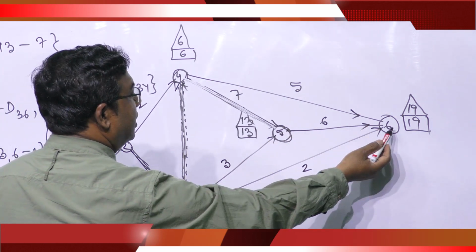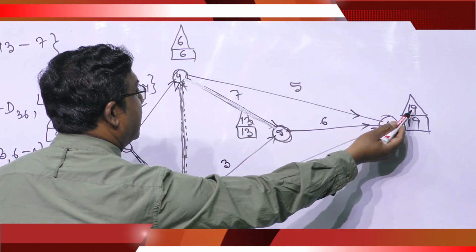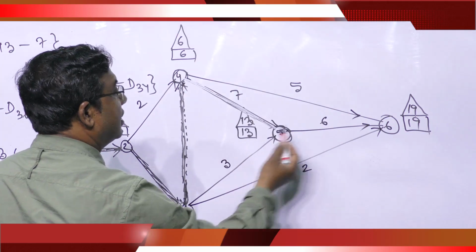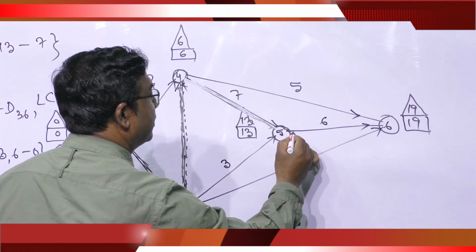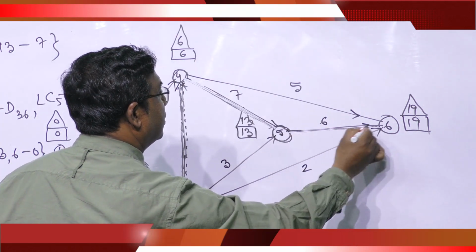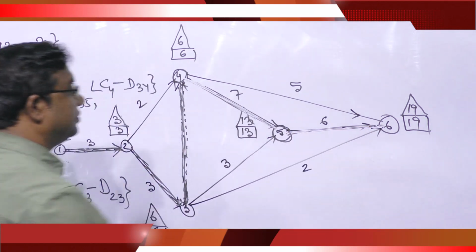Finally, we have to check this. This is 13, this is 19. The difference is 6. This is okay. You draw the second line. Yes.